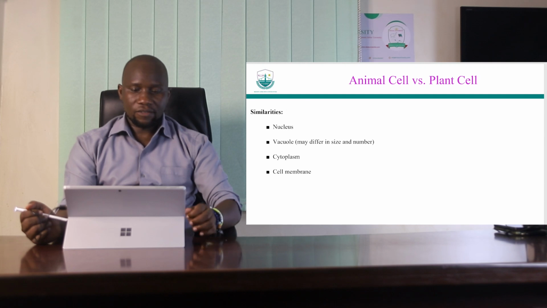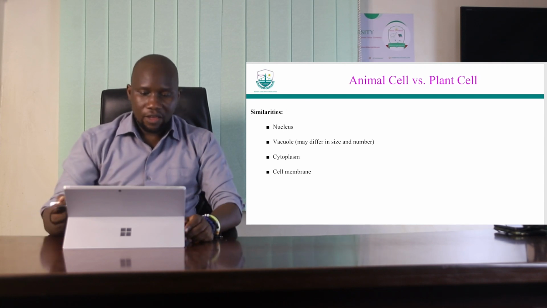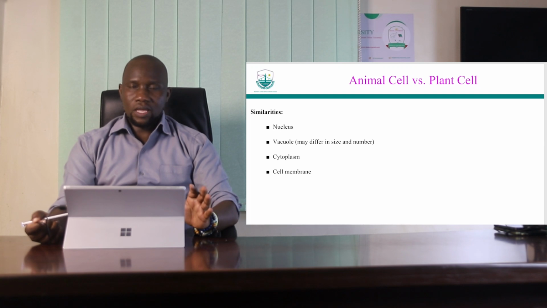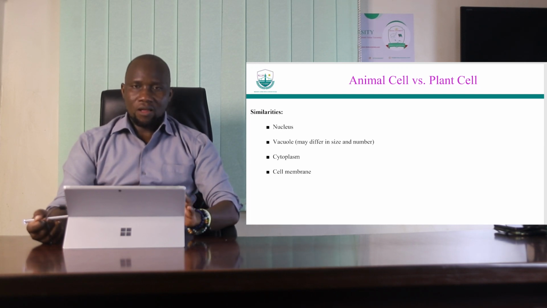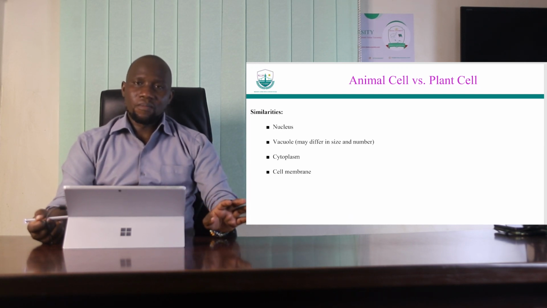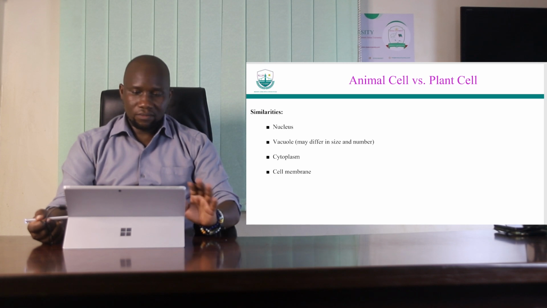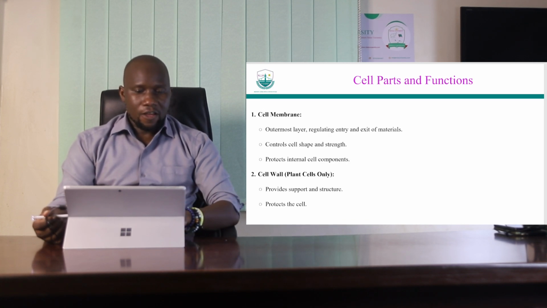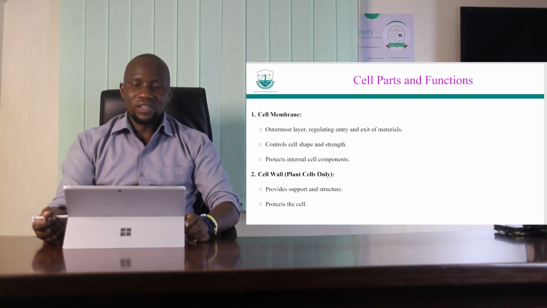So let's check again. We see that all the parts of the animal cell are also available in the plant cell. So that is it, basically. And then let's look at each of these parts. What do they really do?